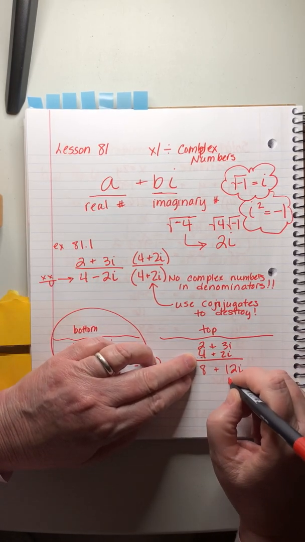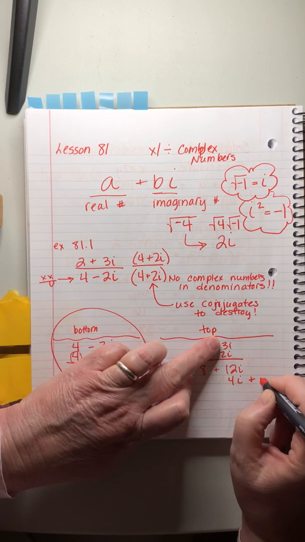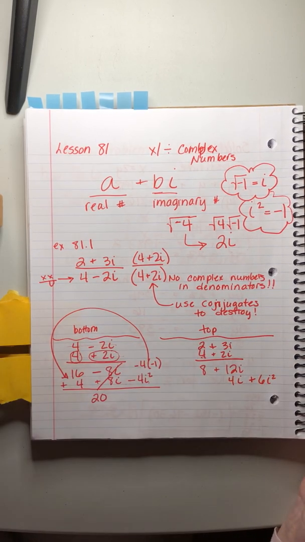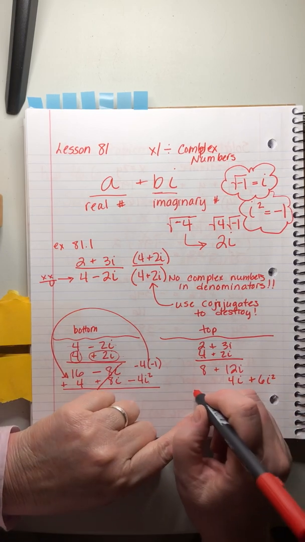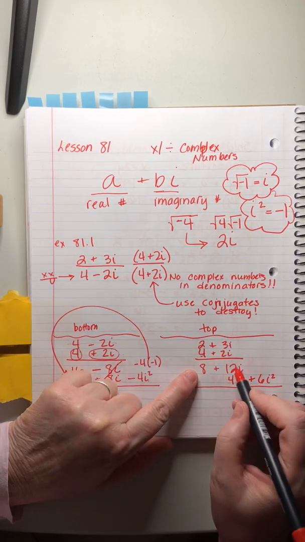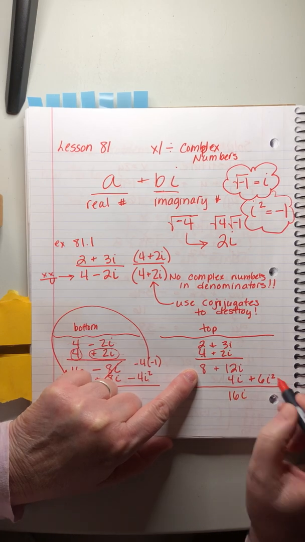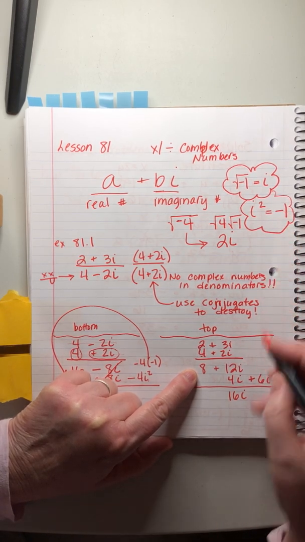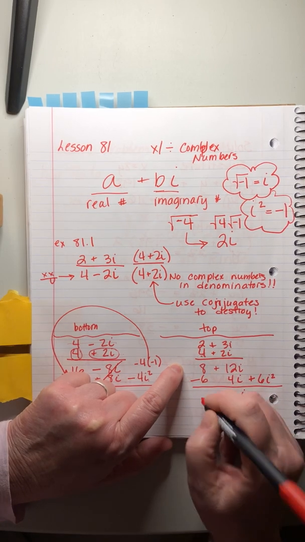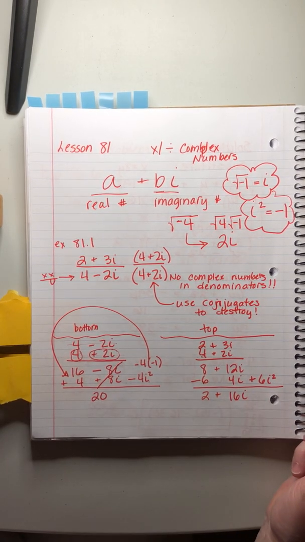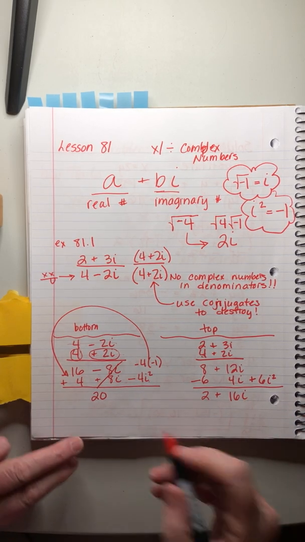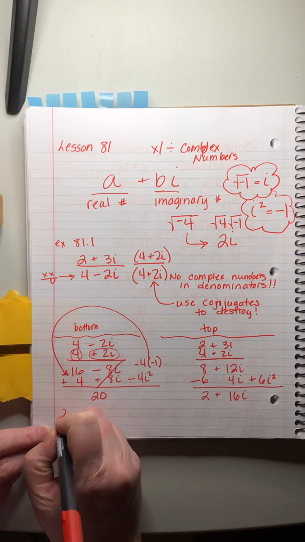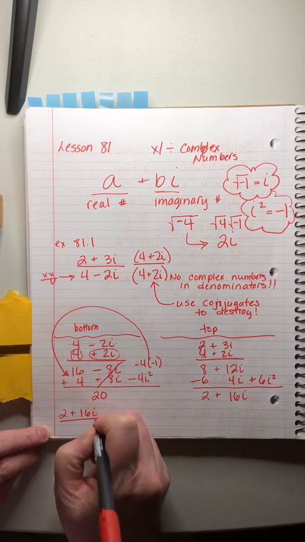All right, this is 4i plus 6i squared. Okay, so I'm going to do the same thing. I'm going to wait on that. I'm going to add this, 16i. Then I'm going to fix this. The i squared is minus 1, so this becomes a minus 6. And I get 2 plus 16i. Okay, it's looking good, right? It's looking real good. So now we can put these together, and I'm going to work over here. It's 2 plus 16i over 20.